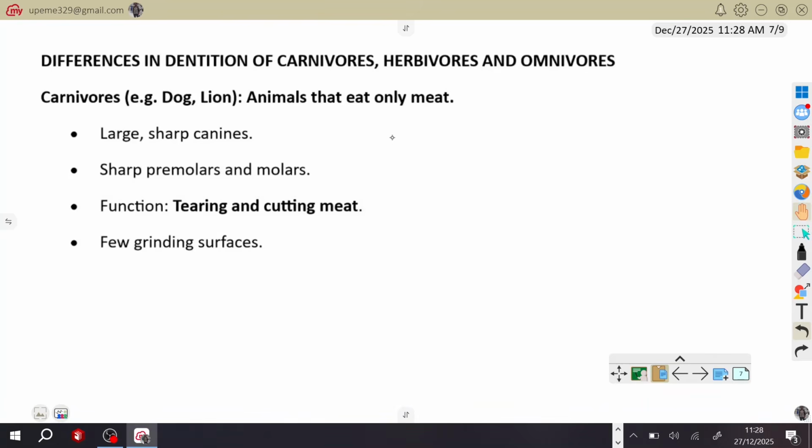Having looked at that, now let us talk about the differences in dentition of carnivores, herbivores, and omnivores. So we have different classes of animals: the animals that are classified as carnivores, herbivores, and omnivores. We'll look first at carnivores. What are examples of carnivores? Like dog and lion. What type of animals are these? Animals that eat only meat. Like a dog, a lion, they don't feed on plants, just meat.